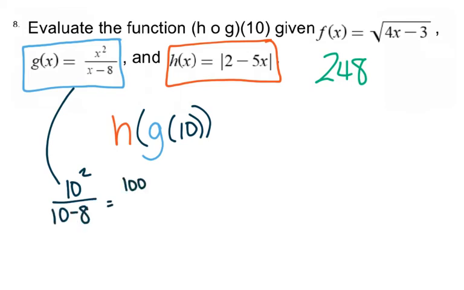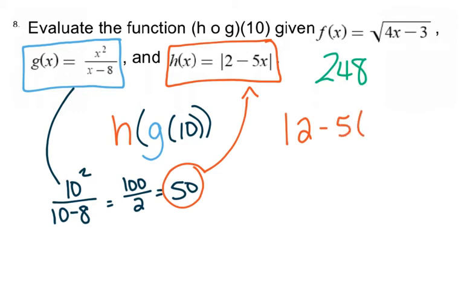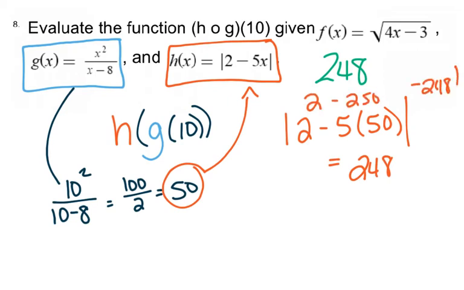So that's 100 divided by 2, which is 50. And now I'm going to take that answer and plug it into the H function. So everywhere I see an X, I'm going to put 50. And then you can put that in your calculator. And you do get 248. Because it's 2 minus 250, which is negative 248. And the absolute value of negative 248 is positive 248. So that's how you get that answer.